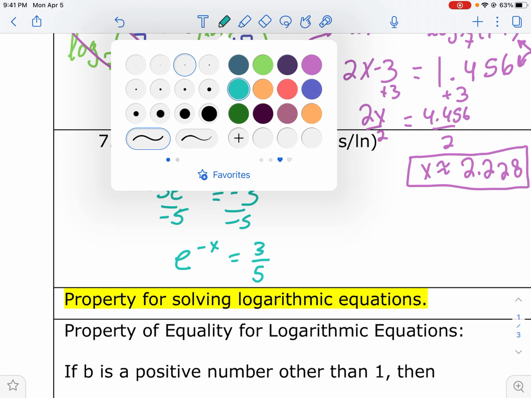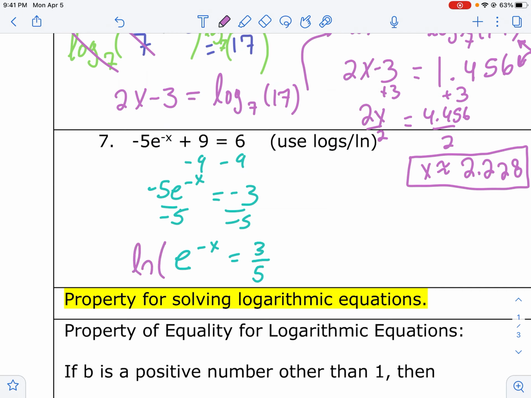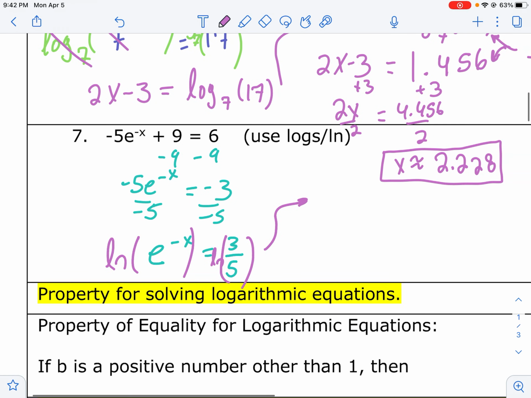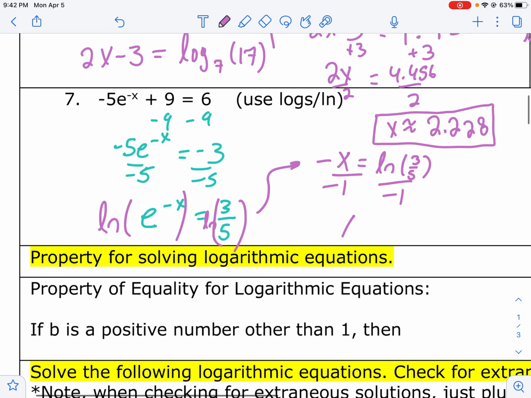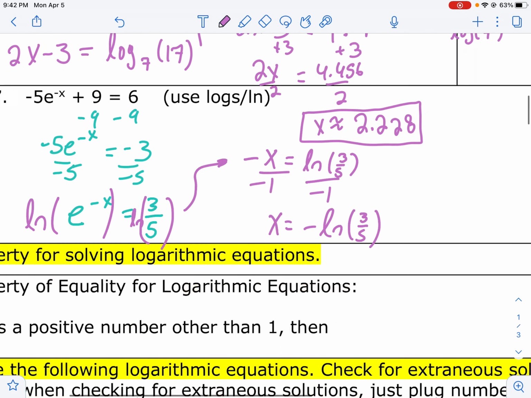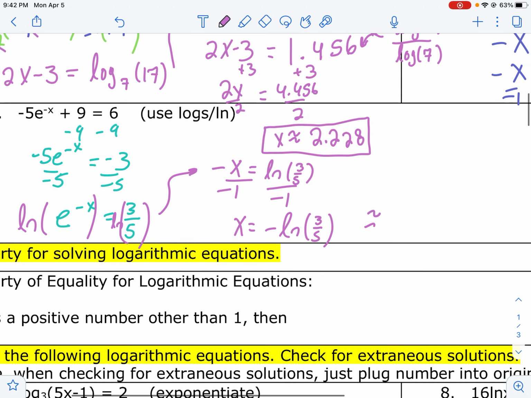Now we can take the natural log of both sides. So we take natural log of here, natural log of 3/5, which is going to give us negative x is equal to the natural log of 3/5. Okay, then we just divide by negative 1 on both sides to get x is equal to the negative natural log of 3/5. And then our approximate value there is approximately 0.511.